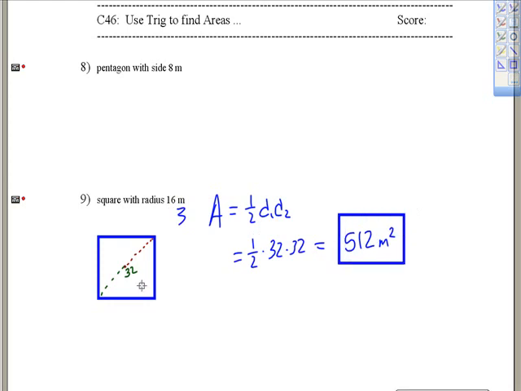But like you said, you can cut it up into triangles and go that way, but then you're going to be finding other sides if you do that. But if you know your 45-45-90s, you're good to go.